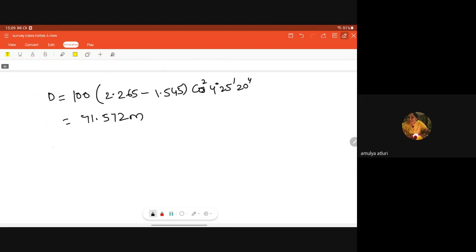71.572 meters. Next, V, they have asked D tan alpha. What is alpha? 4 degrees 25 minutes 20 seconds. So this is 5.535 meters. Next, they have asked to calculate RL of Q. Okay, what is RL of Q?